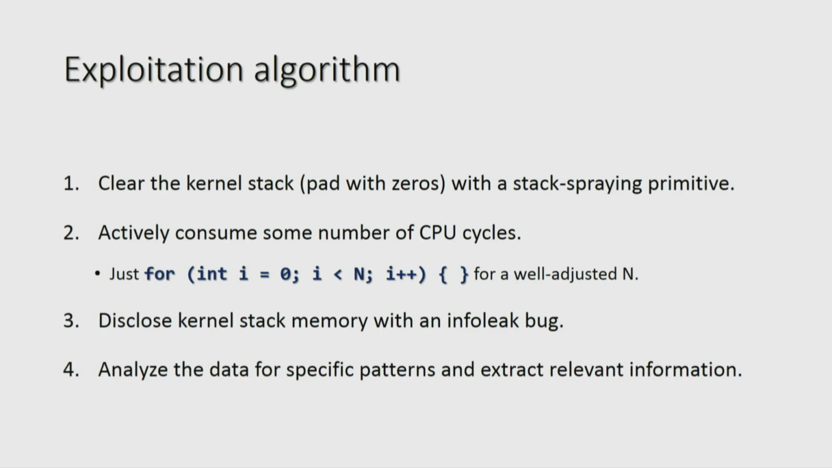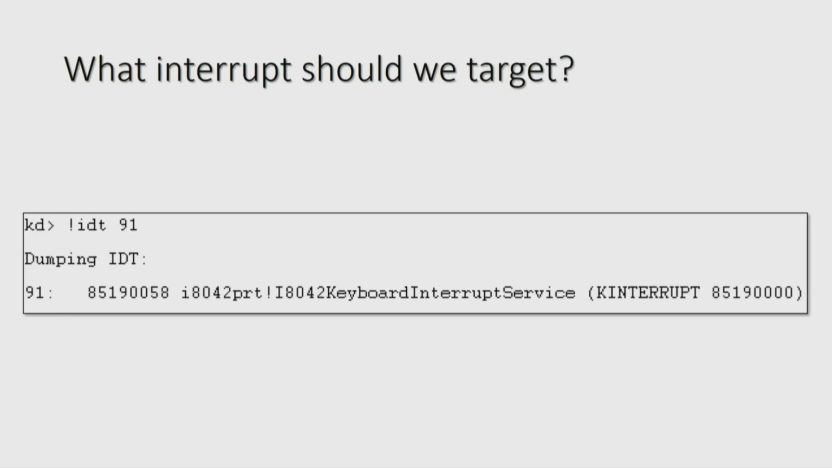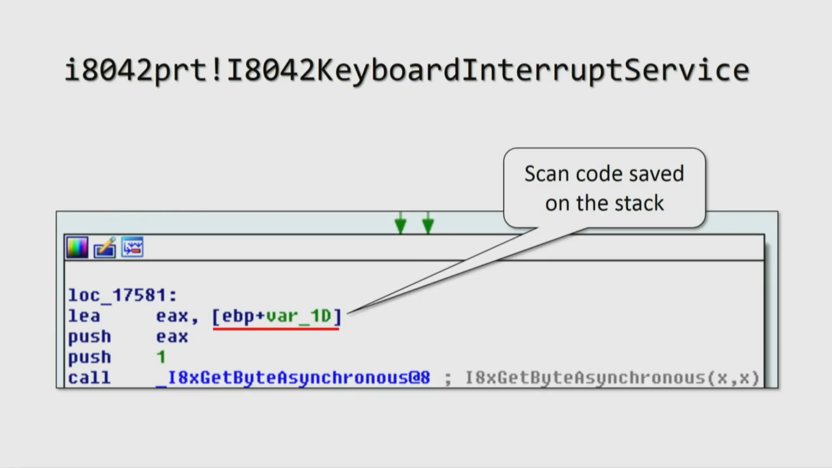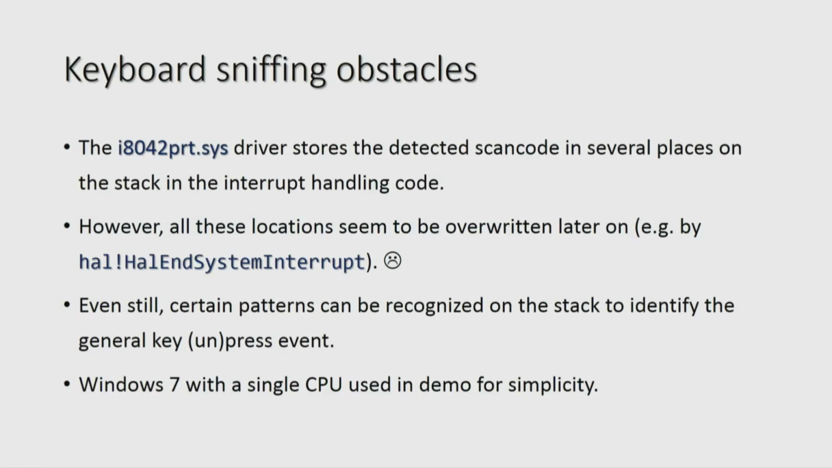We just disclosed the kernel stack memory with our vulnerability, and eventually analyze the data to see if there are any patterns that we can recognize to find out about some system activity. And so the question about what interrupt should we target is quite simple, at least for virtual bugs. So we have this interrupt that handles keyboard presses, which is good enough for us. And this routine for handling these key presses actually saves the scan code on the stack. So that looks very promising.